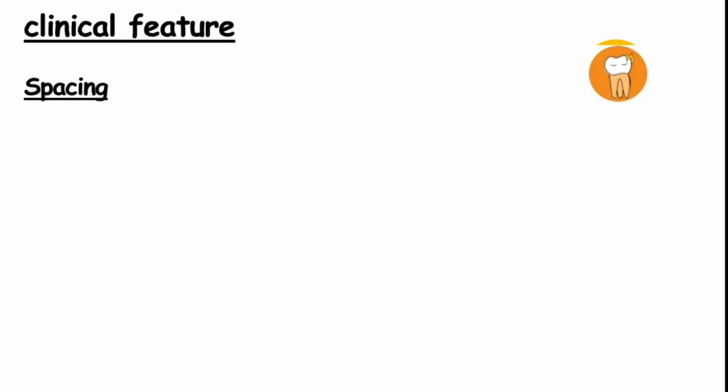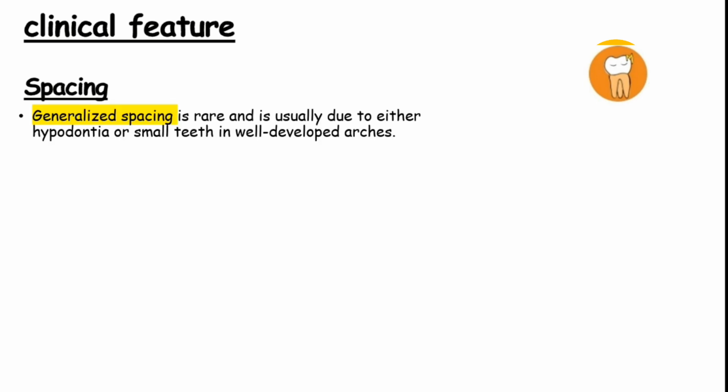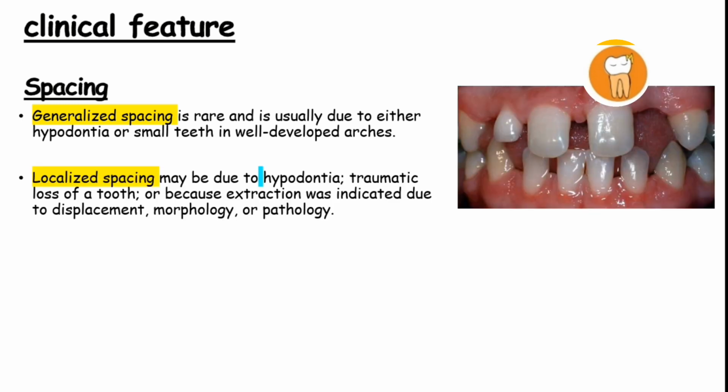Next we talk about spacing, which is a clinical feature of the dental factor. We will talk about generalized spacing and localized spacing. Generalized spacing is rare and is usually due to either hypodontia or small teeth in well-developed arches. Localized spacing may be due to hypodontia, traumatic loss of tooth, or because extraction was indicated due to displacement, morphology, or pathology.